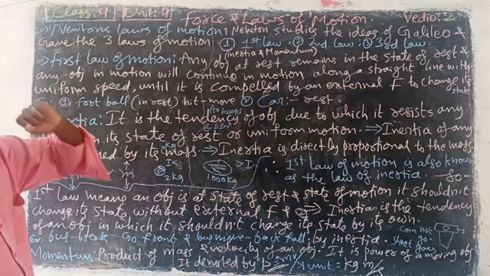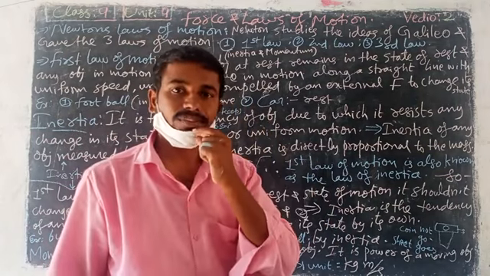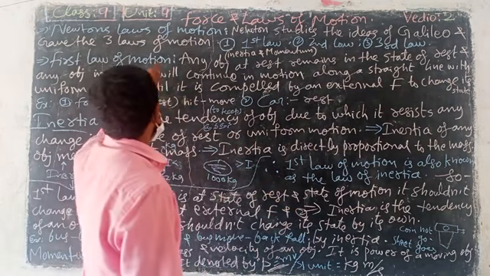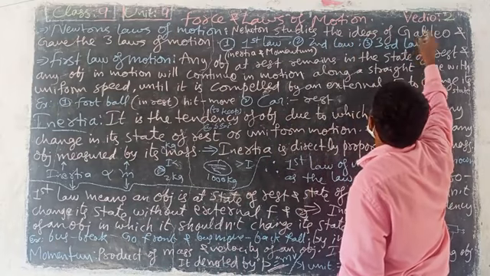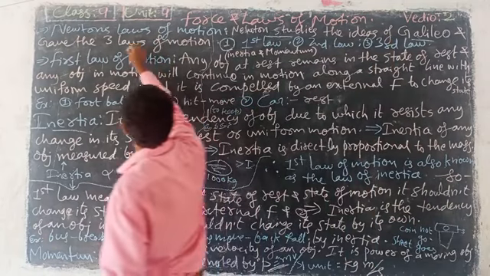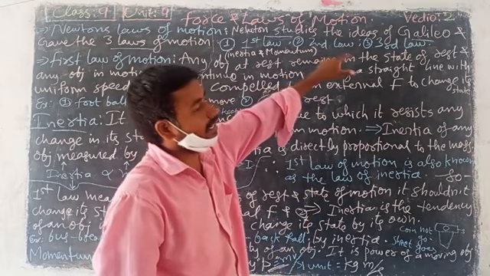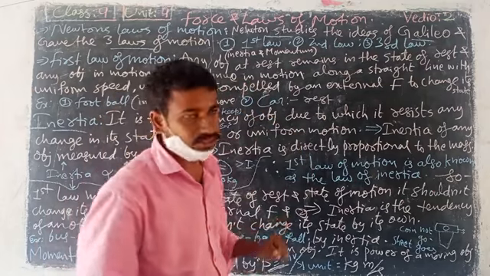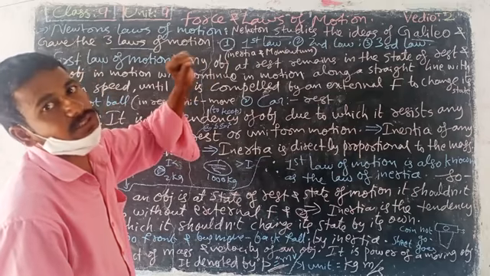Newton's laws of motion. Newton gave three laws, but from where did he get the idea for them? Newton studied the ideas of Galileo, a scientist, and gave the three laws of motion. He did not give his own laws from nothing, but he studied the ideas of Galileo. After he got the idea, he thought to create laws, so he gave three laws. What are the laws? That is important. First law, second law, third law of motion.